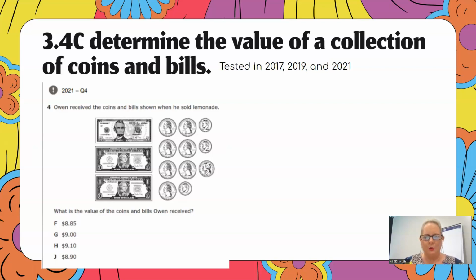Now you'll notice on your scope and sequence, we only teach this for 1 day. And some of our kids struggle with that because they can't remember how much a quarter's worth or how much a dime is worth or which one the dime is even. And so it feels like, oh my goodness, we need more time to practice this.